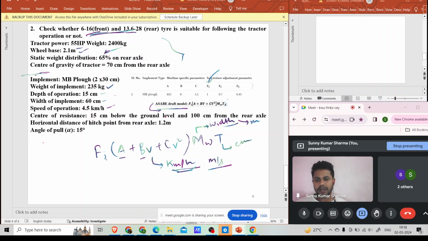So Fi is 1, A is given, B is given, C is given, velocity is given, 4.5 kilometer per hour, and width of the implement is 2 into 30. This you convert into meter. Means 60 centimeter equals 0.6 meter. Then depth is given here, 50 centimeter. From here you calculate draft, what draft you are getting.